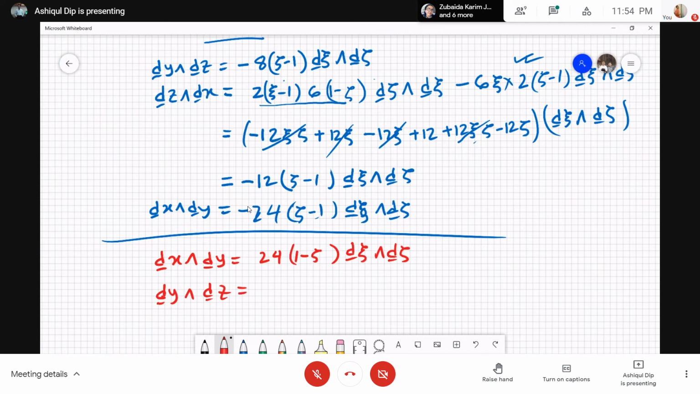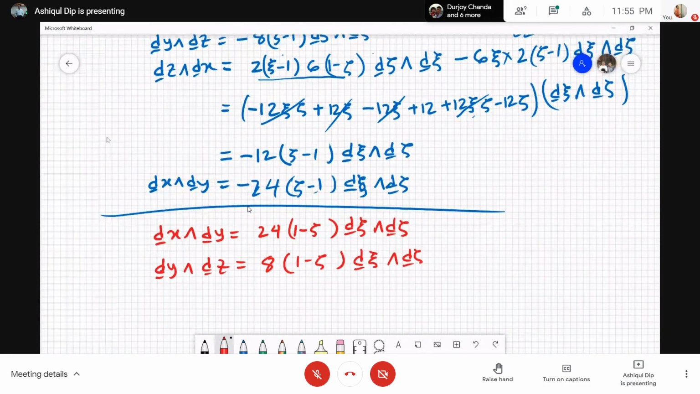Then dy wedge dz. What's that? It's 8 into (1 minus zeta) d xi wedge d zeta. Then dz wedge dx is 12 (1 minus zeta) d xi wedge d zeta.